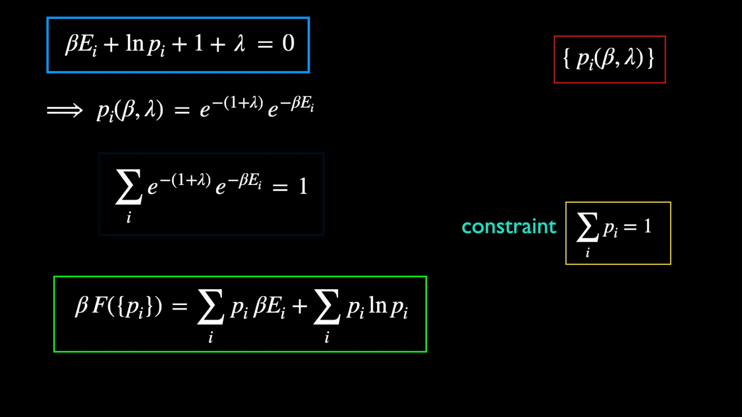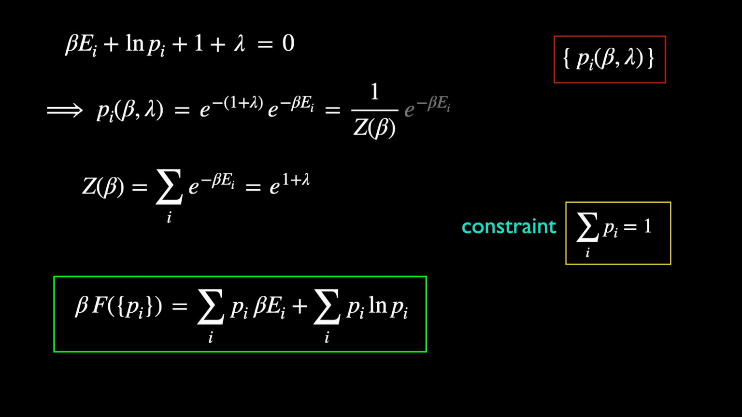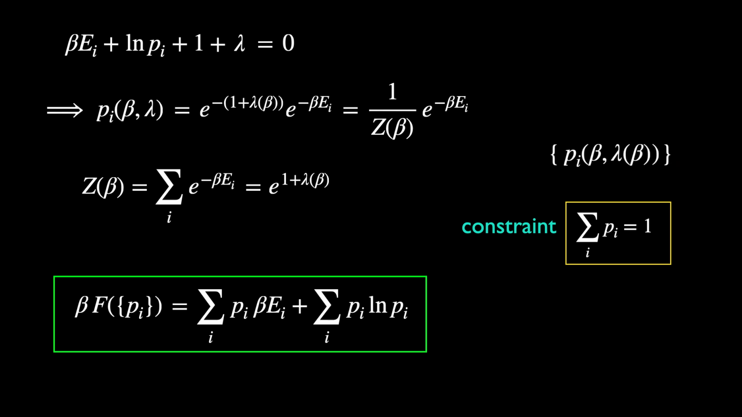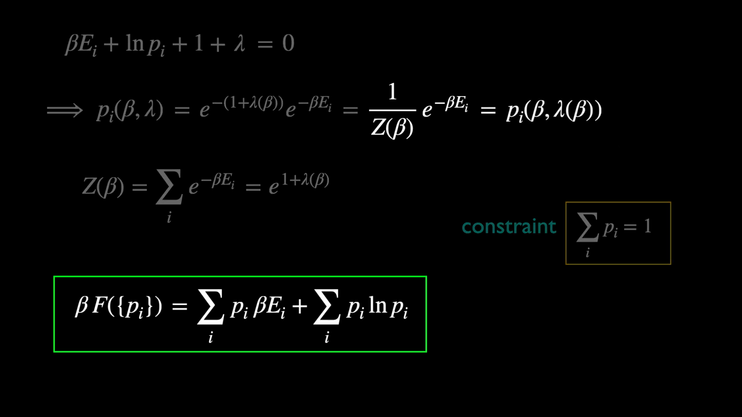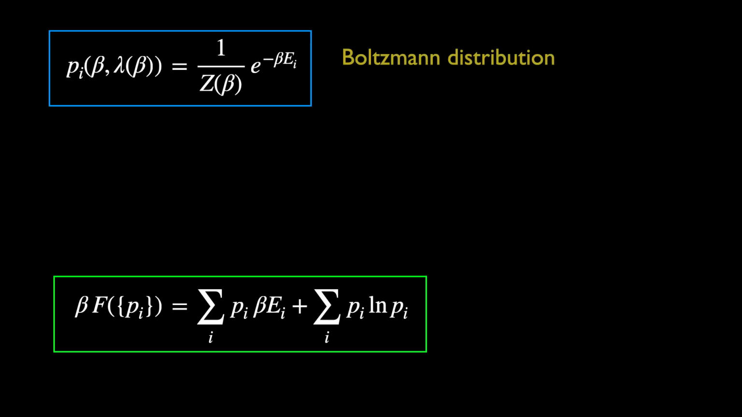We could solve this for lambda. Notice that this term on the left-hand side is just a partition function. Substitute this back into the probabilities. Let's note the dependence of lambda with respect to beta explicitly. This is just the Boltzmann distribution, which is the distribution at equilibrium.